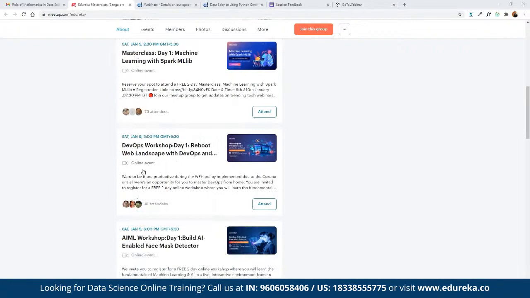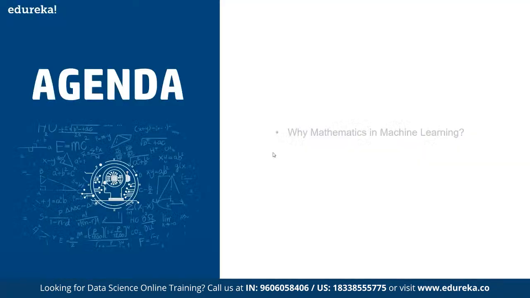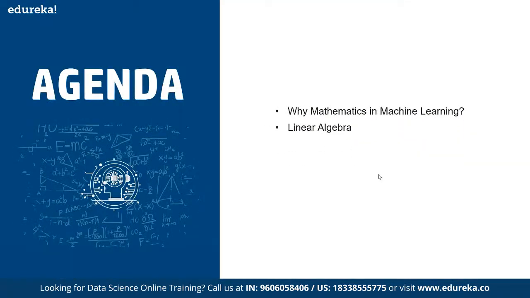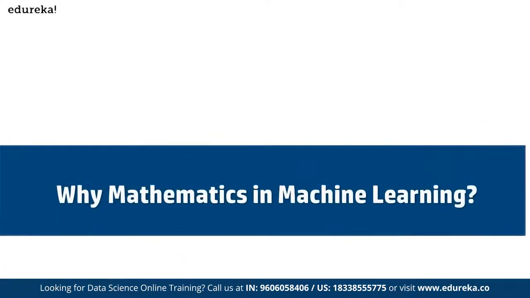All right, so today we are going to start with an agenda on why mathematics in machine learning, what exactly we mean by linear algebra. Then we are going to discuss multivariate calculus. Then we are going to talk about probability, and then statistics as well. All right, so let's get started.